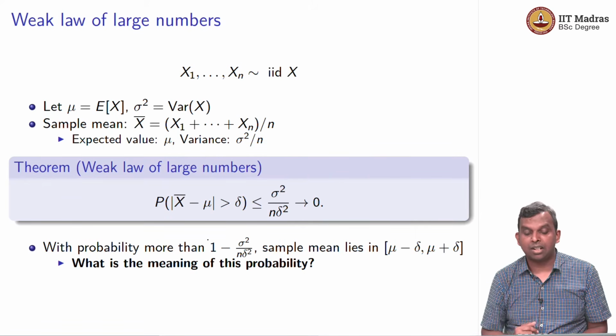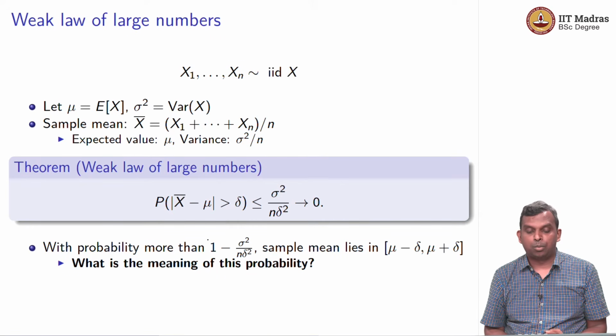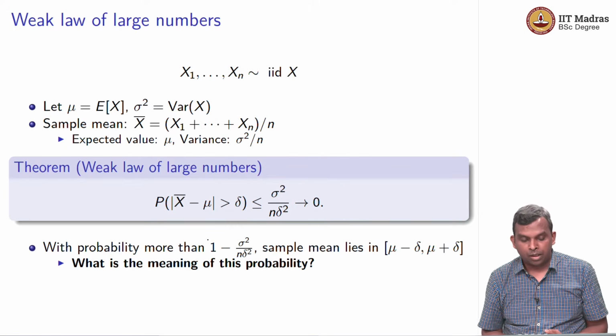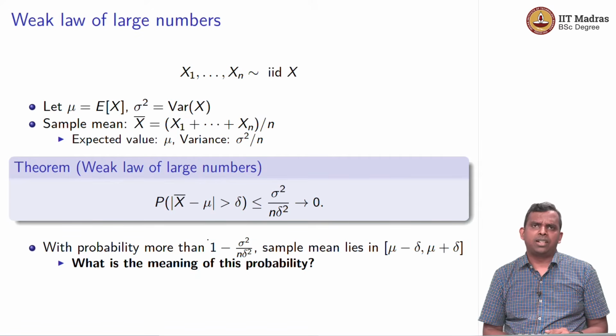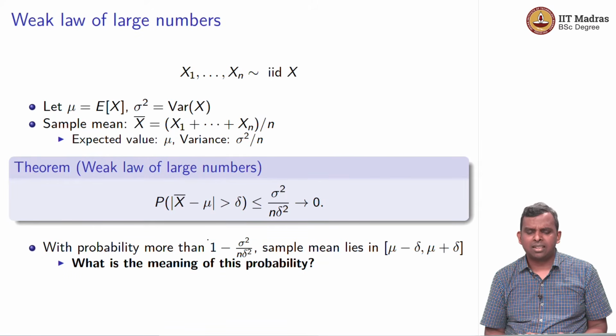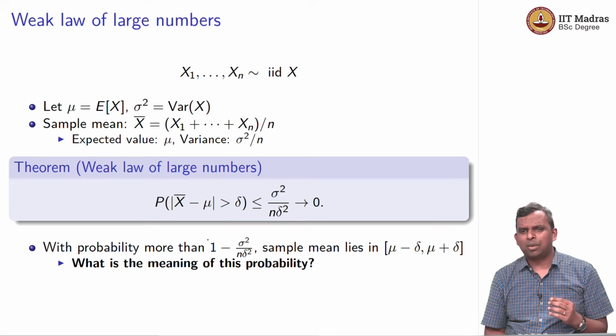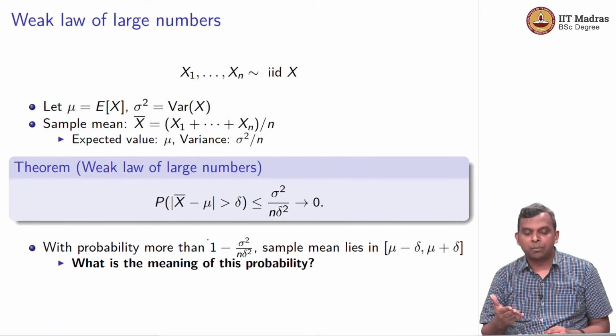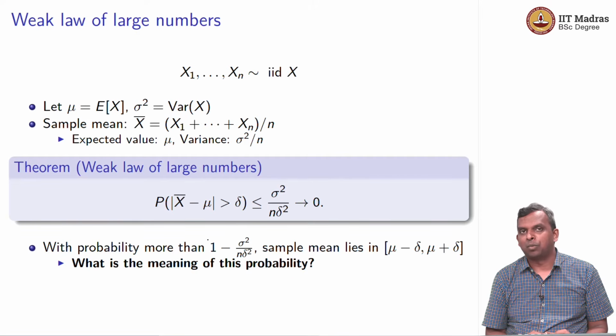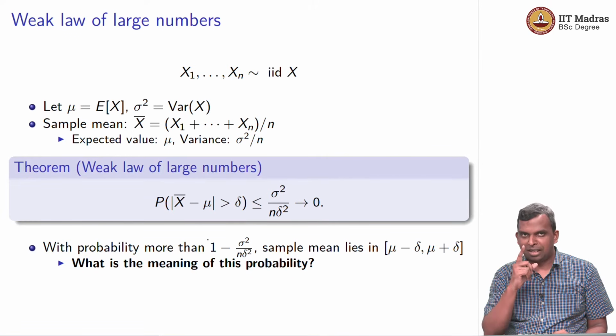So this is another way in which people write this down. Okay, so what is the meaning of this probability? This is a question that is often asked. Maybe when I illustrate it, I will talk about the meaning of this probability. What is the meaning, in the sense, in what probability space is this probability valid? That's the question.